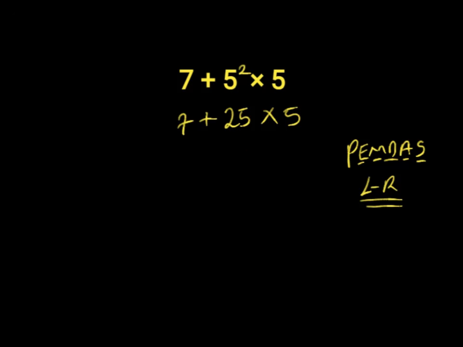25 times 5 is equal to 125. Then we'll put down our 7 here. Then add it. 7 plus 125 will give us 132. And this is the right answer to this question.